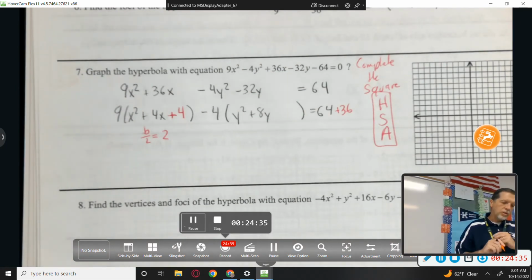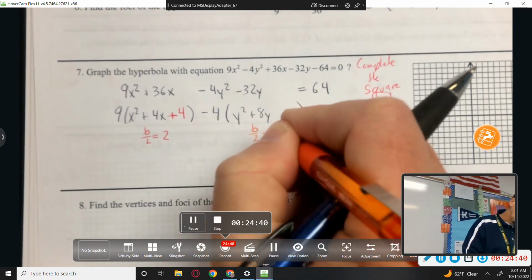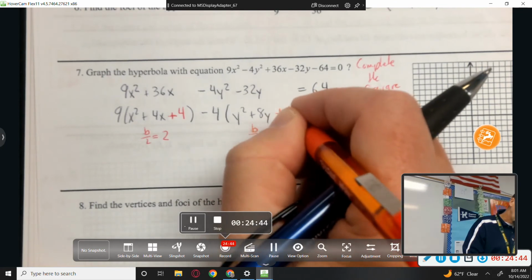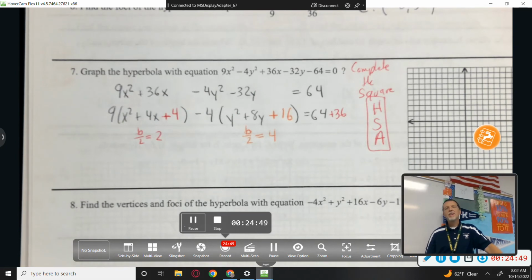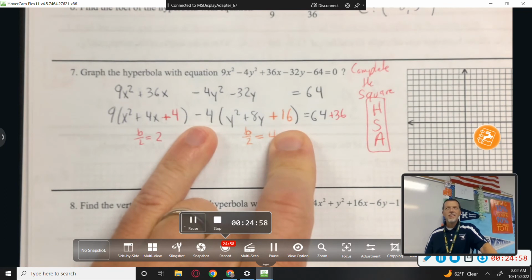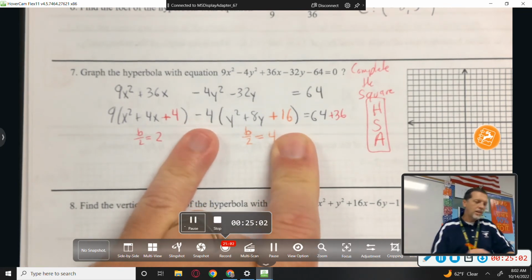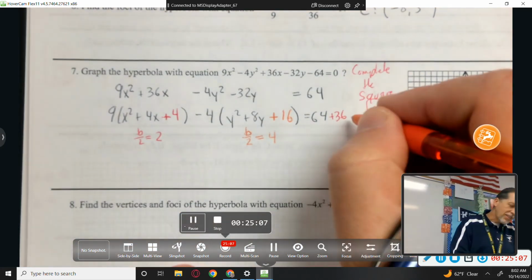And then we'll do the same thing for the y stuff. B over 2 is 4. Squared is 16. So I'll write plus 16. But what did I really just do to the left-hand side? Yeah, I gotta account for that negative 4. So what do I need to do to the other side to keep things balanced here? Subtract 64.